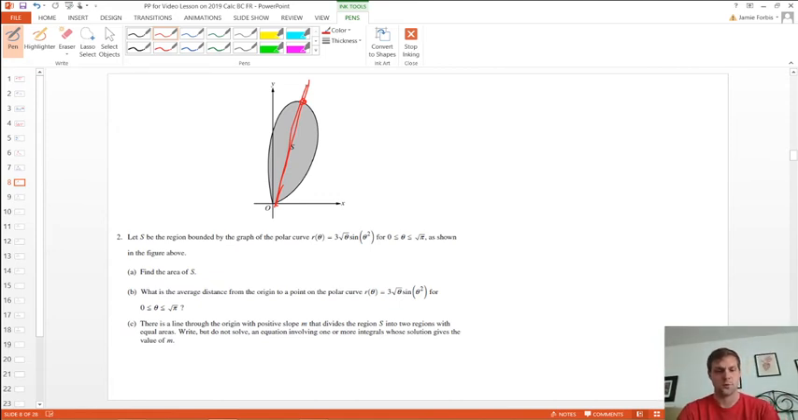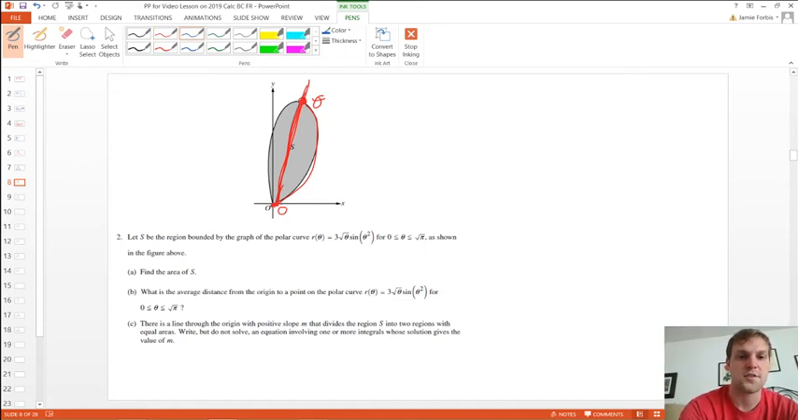Well, it says, okay, write but do not solve an equation involving one or more integrals whose solution gives the value of m. So this is the way I'm thinking about it: we need to know what this slope is in terms of theta, because then I can have an integral from 0 all the way up to theta. That's what I need to figure out. So right now I know the slope is m, but I don't know what the theta value is. If I can figure that out, then I can make my integral no problem. Here's how it works though.